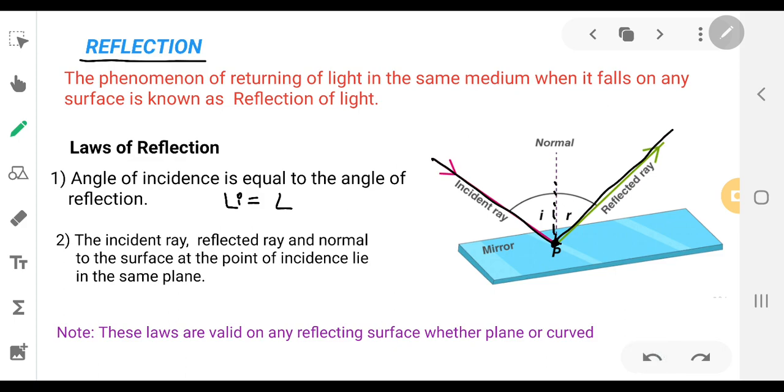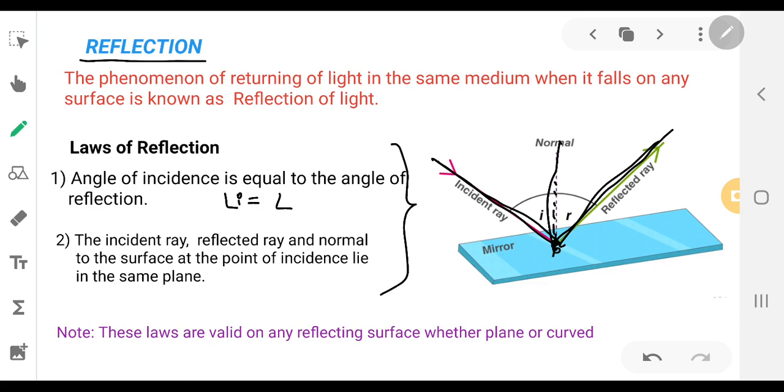The second law of reflection is that the incident ray, the reflected ray and the normal to the surface at the point of incidence lie in the same plane. So if you construct a wall over here, all will lie in the same plane. The incident ray, the normal to the surface, and the reflected ray all lie in the same plane. So this is the second law.